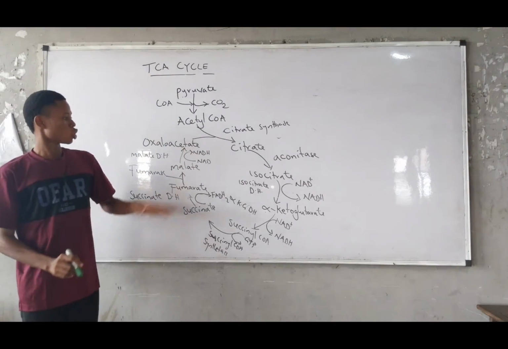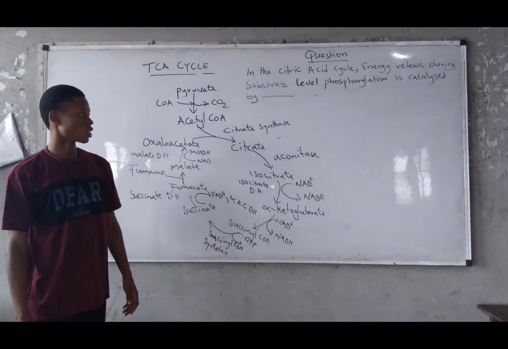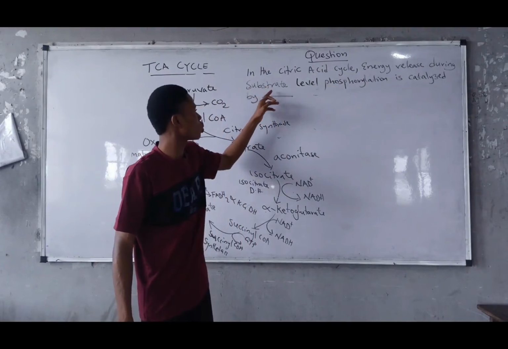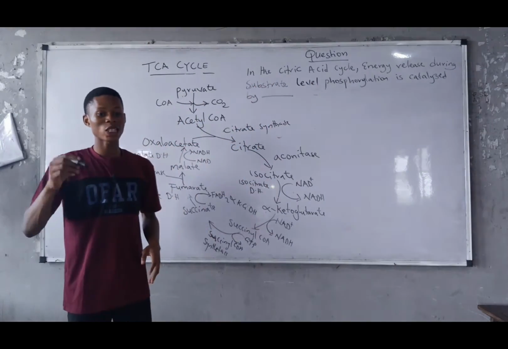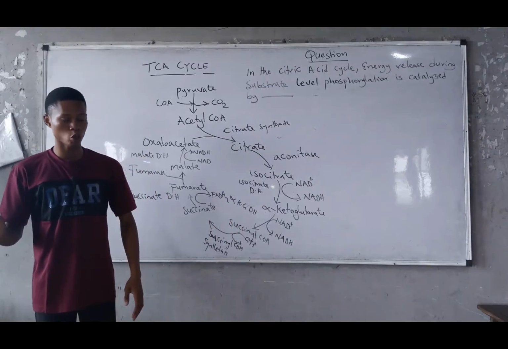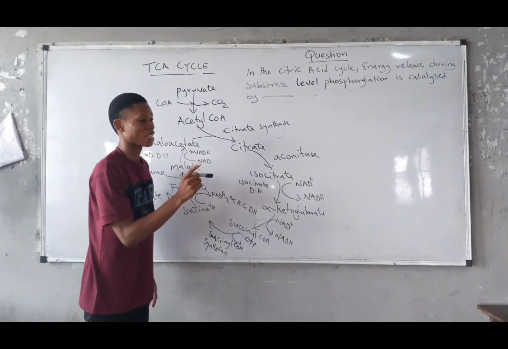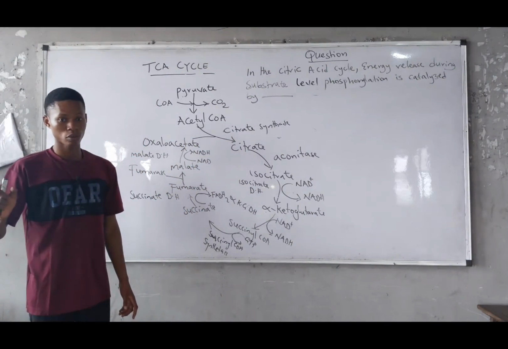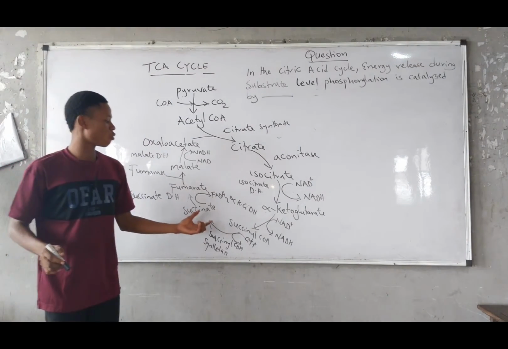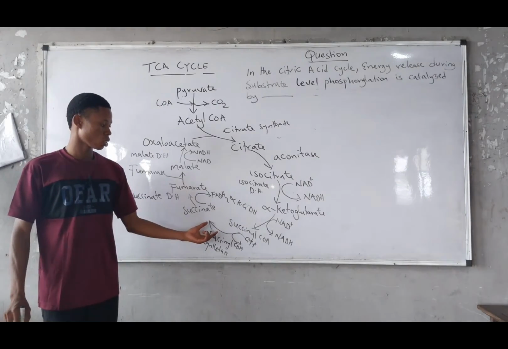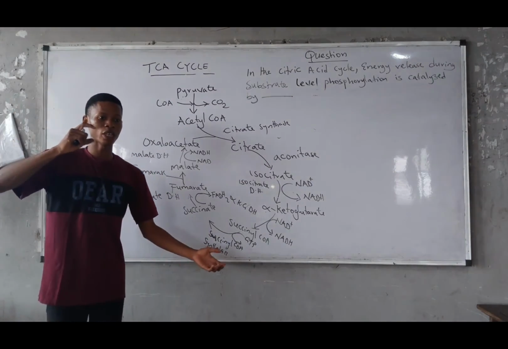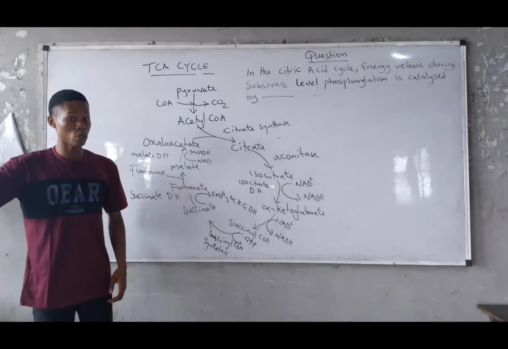Now, I'll use a past question to analyze the energetics of this pathway. Alright, so let's look at this question. The question says, in the citric acid cycle, energy released during substrate level phosphorylation is catalyzed by what enzyme? In glycolysis, we talked about substrate level phosphorylation and oxidative phosphorylation. Any step where a dehydrogenase enzyme catalyzes the reaction is oxidative phosphorylation. But if ATP or GTP is either produced or used, that reaction is substrate level phosphorylation. In substrate level phosphorylation, we are transferring a phosphate group from the substrate to GDP to form GTP, or from the substrate to ADP to form ATP.